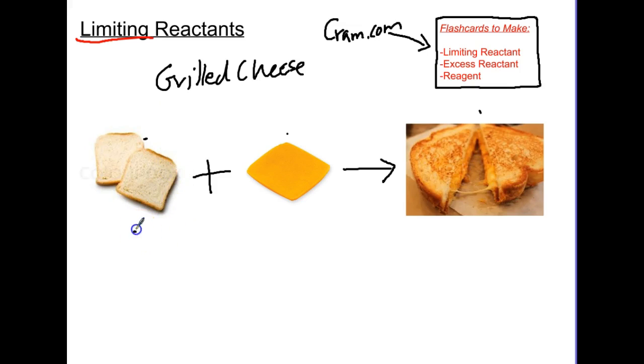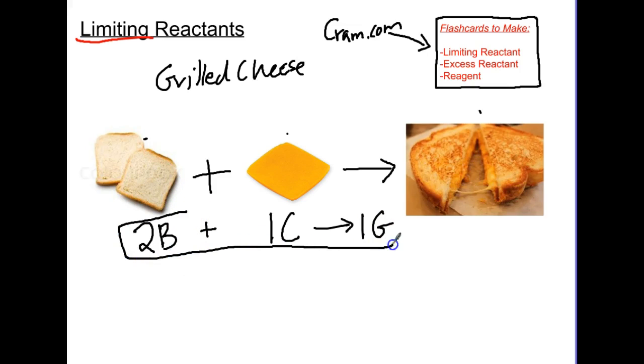So as we can see in the picture, it takes two slices of bread plus one slice of cheese to make one grilled cheese. So this is kind of like a chemical equation. And we know in chemical equations, the big numbers in front of the molecules, the coefficients, represent the number of moles that are needed for the reaction to occur. But let's just stay away from the chemistry for now still.